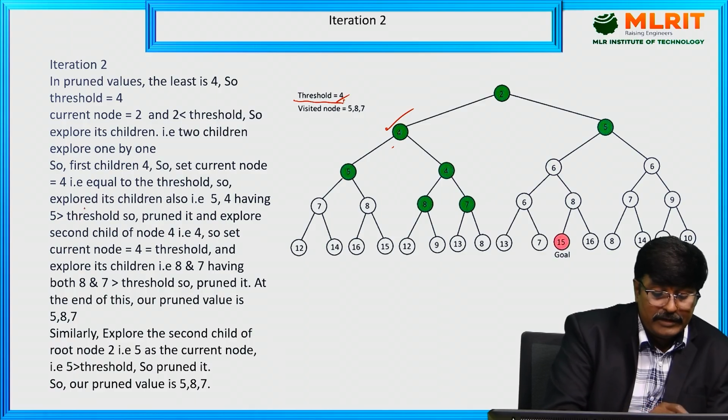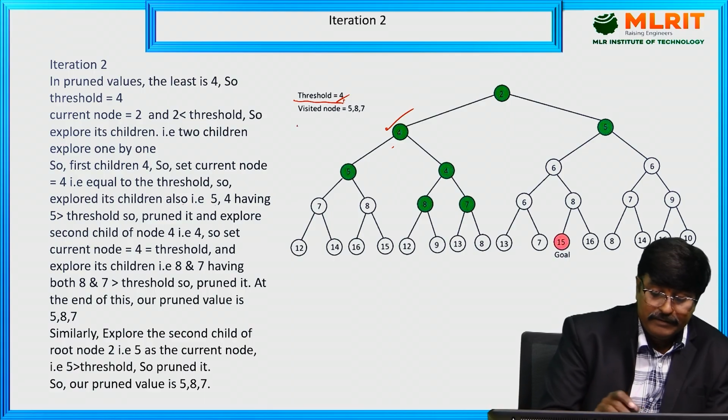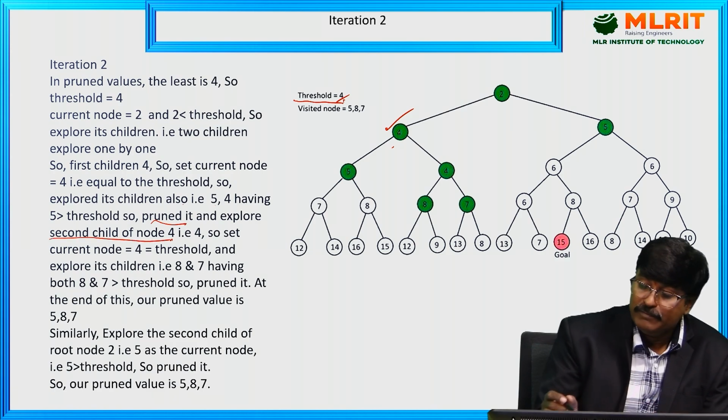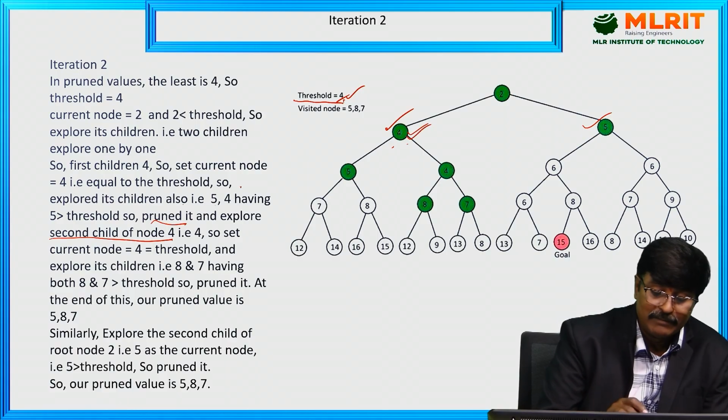Then explore its child, for that, 5, which is greater than the threshold value. Okay, the threshold value is 4, so prune it and explore the second child 4, because initially there are 2 nodes related to that one. So for the threshold value you are keeping this one, the threshold value 4. When you consider this one, it is greater than the threshold value, so you prune it. Now we are considering this one for further expanding.